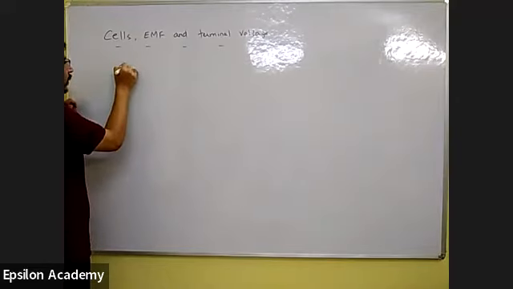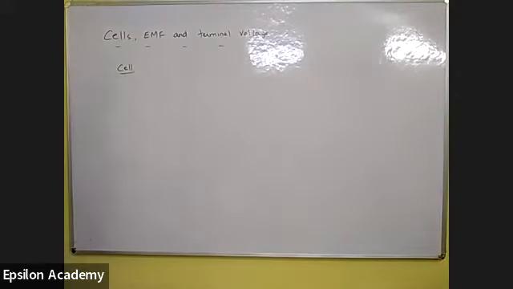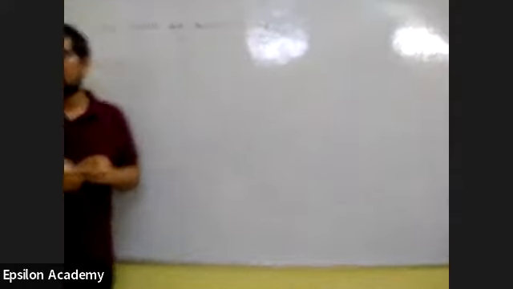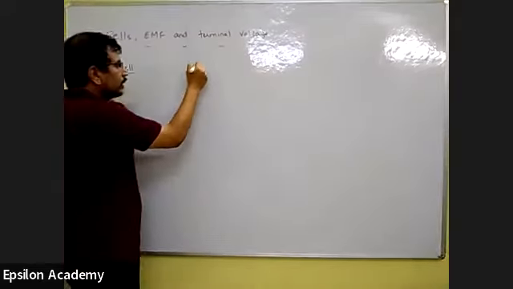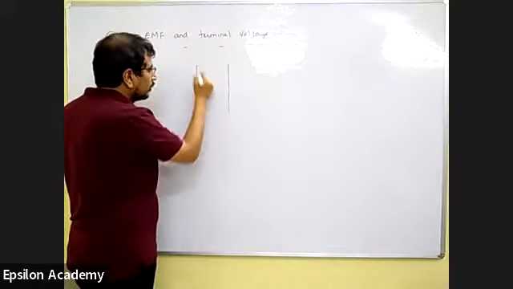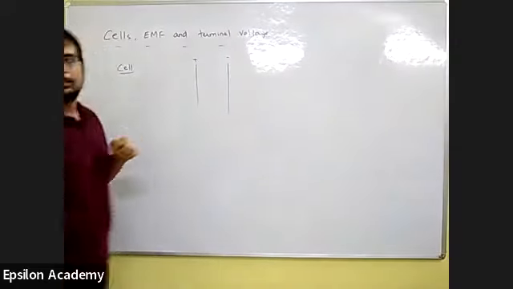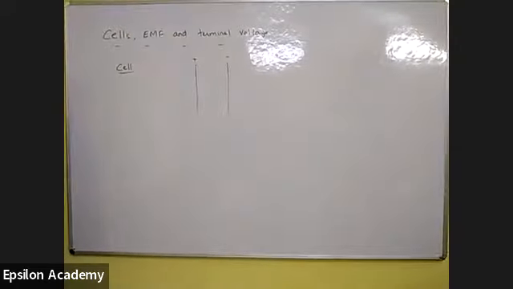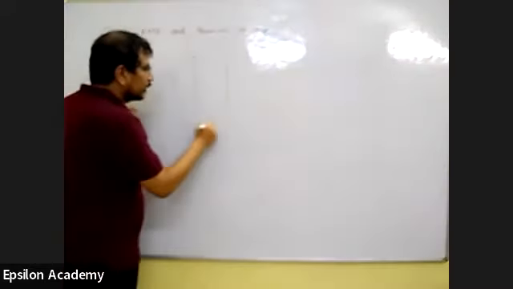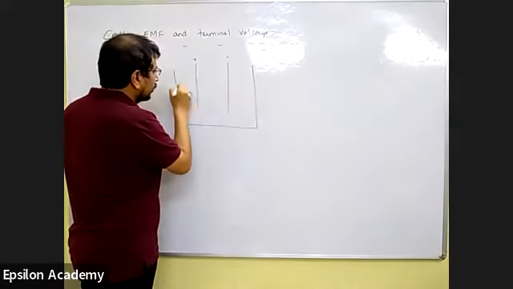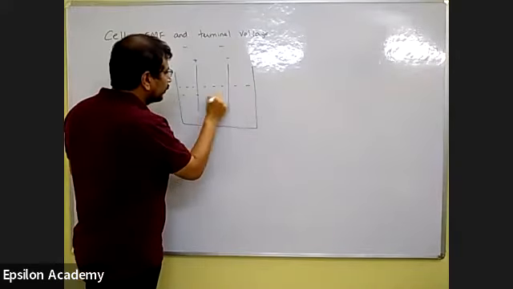So when I say cell, what comes to your mind? Basically, what is a cell? There is a difference between a cell and a battery. A series of cells is a battery. What is a cell then? A cell is basically a simple anode and cathode arrangement. Or put it in simple terms, it's simple positive and negative terminals which are dipped into a solution. I'm talking of the electrochemical cell.